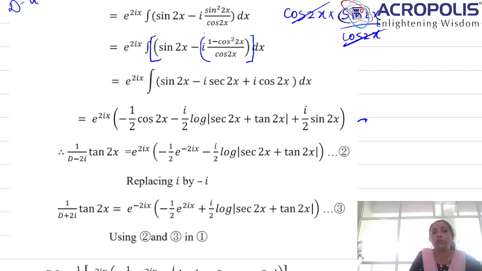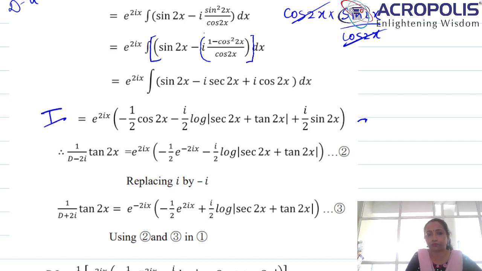So e to the power 2ix, after integrating this function sin 2x, we will get minus 1 by 2 cos 2x. The integration of sec 2x will become log of sec 2x plus tan 2x by 2, and the integration of cos 2x will become sin 2x by 2. So this is the solution of part 1.